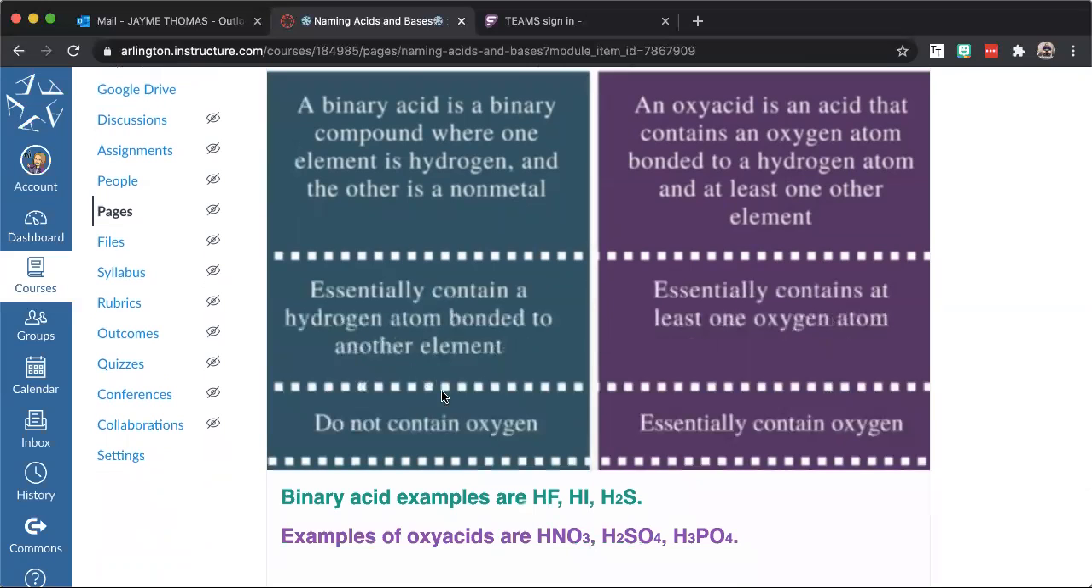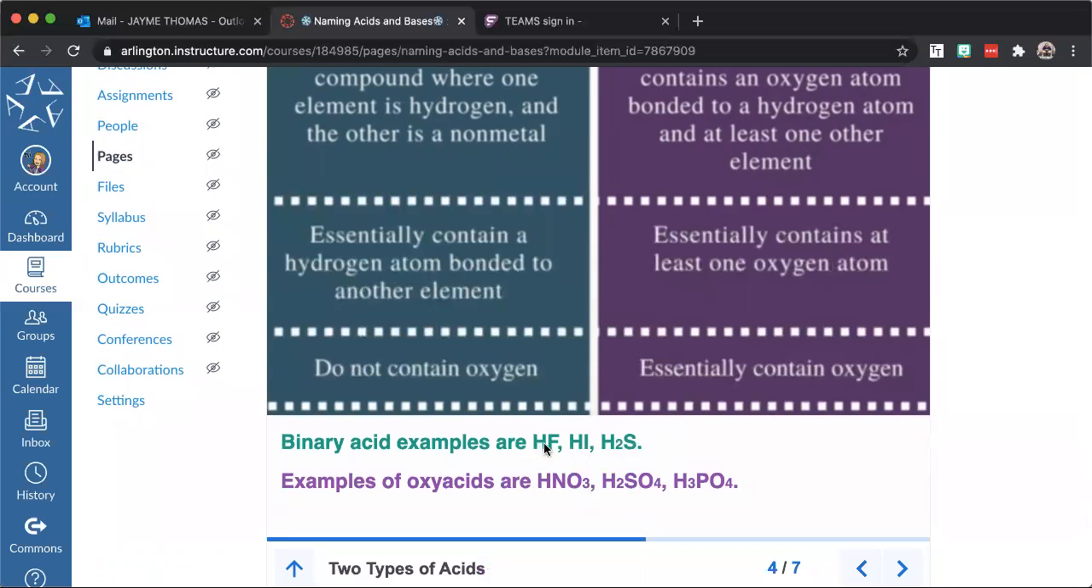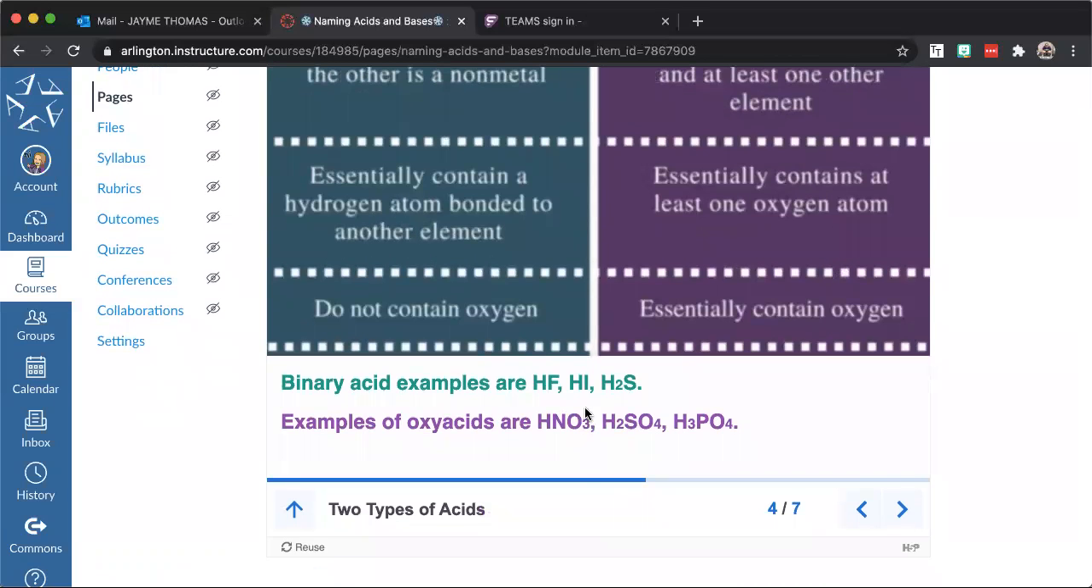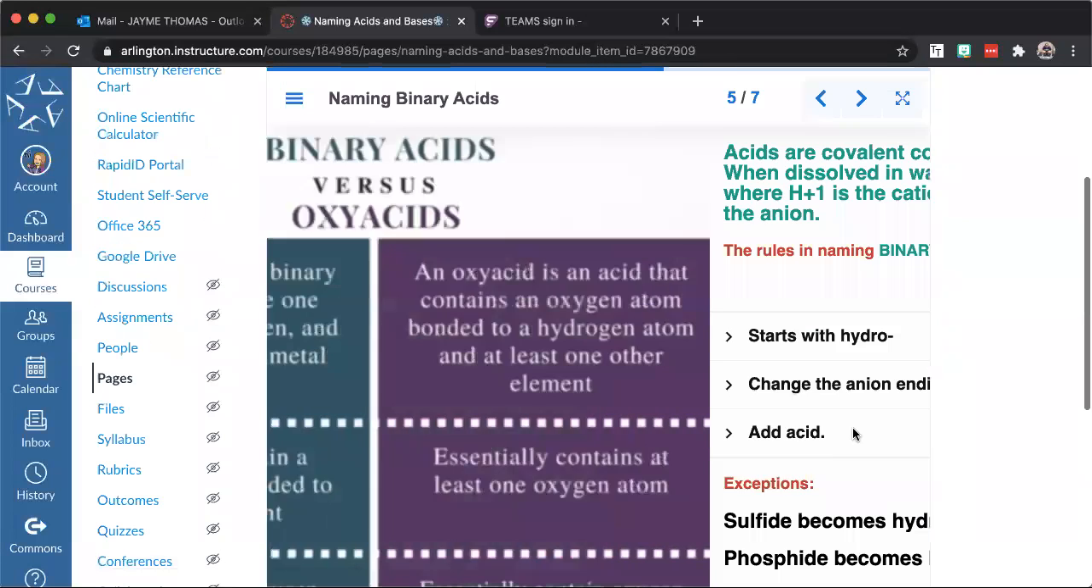For binary, they're going to look like these ones here in this turquoise color. Notice they all have hydrogen at the beginning, but then just one other element. This one's got fluorine, this one's got iodine, this one's got sulfur. Oxy acids still all start with hydrogen. That's how I tell it's an acid. But I know it's an oxy acid because all the formulas have oxygen and then another element. Oxy acids all contain polyatomic ions. Binary acids are just hydrogen and a nonmetal. That's the basic way you tell them apart.